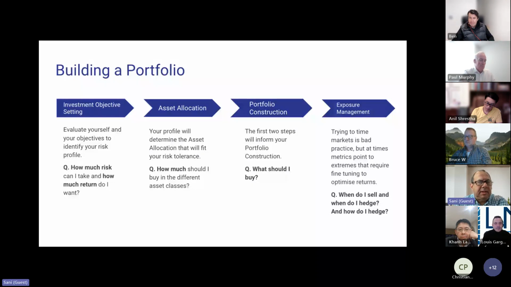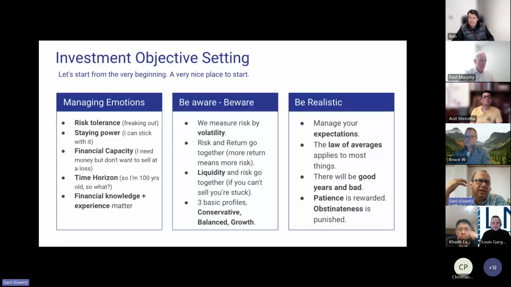So on investment objective settings, here we really need to start from the beginning. This is a really important exercise, whether you're independent or whether you work with a bank or with a broker. This person is not doing their job if they don't take you through this exercise. Everyone has to do it. Anyone that's regulated has to do it. So if you haven't been through this exercise, you have to go through it. And if your provider is not doing it, they're not doing their job.